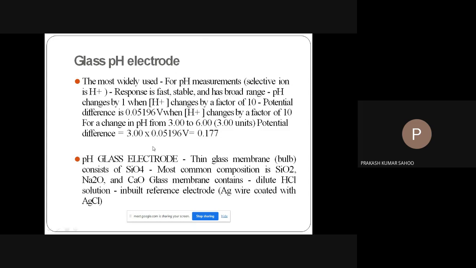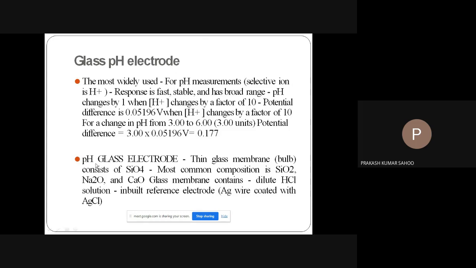So this is the mathematical thing you should remember: for every 1 unit change in pH, the potential change will be 0.0591. It is 0.0591, not 0.0519. So for every 1 unit change in pH, the potential difference change will be 0.0591.